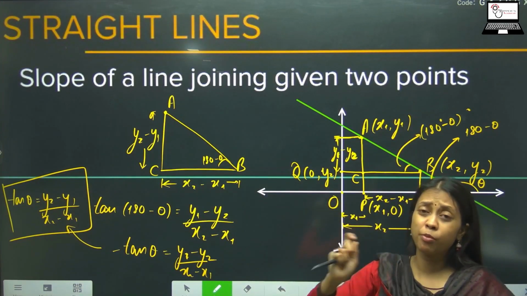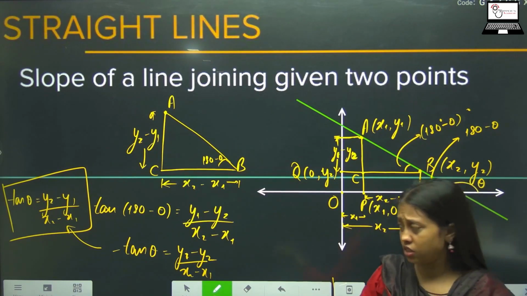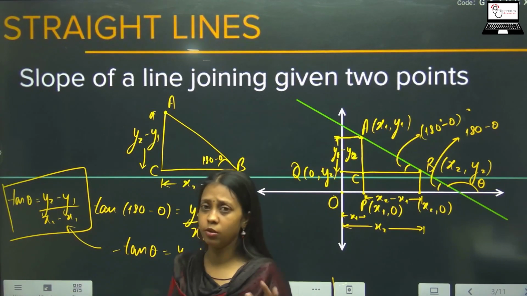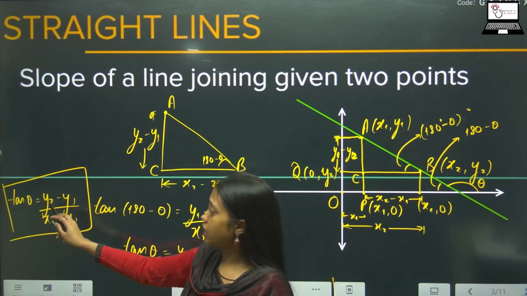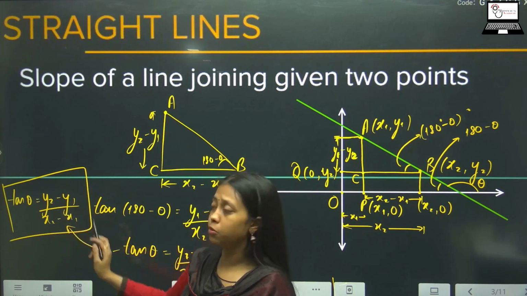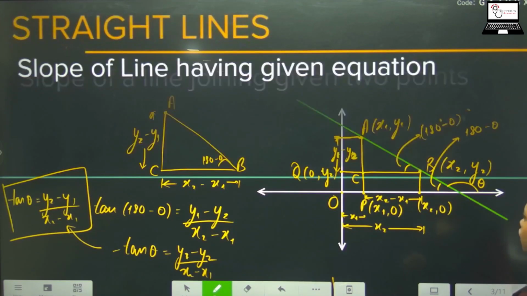See, this is very important. Sometimes students make very silly mistakes here. They write y1 minus y2 and x2 minus x1. No, it won't be like that. If you are writing y2 minus y1, it will be x2 minus x1. If you are writing y1 minus y2, then it will be x1 minus x2. Okay. So this is the slope of a line joining 2 points.